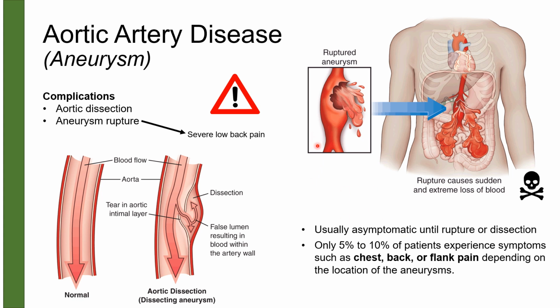Now, it doesn't necessarily mean that it's going to rupture like this picture. It could also be just a small ooze, like a drip, which is still emergent, but it may not be like this huge, like a balloon popping. Okay, so like we said, aneurysms are usually asymptomatic until rupture or dissection. Only 5 to 10% of patients experience chest, back, or flank pain because of an aneurysm. And if they do feel that pain, it really just depends on where it's located that you feel any pain at all.